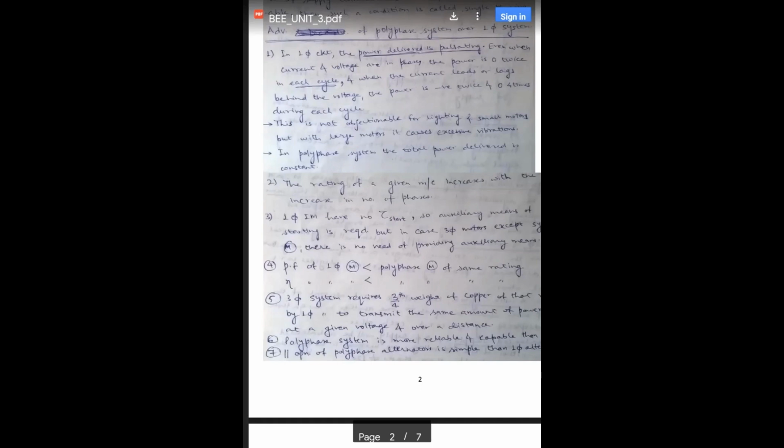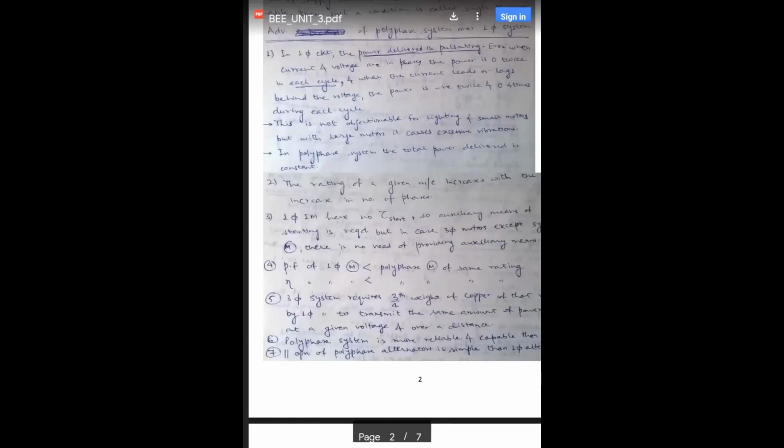So we can say that even when the current and voltage are in phase, the power is zero twice in each cycle, and when the current leads or lags behind the voltage, the power is negative twice and zero four times during each cycle.